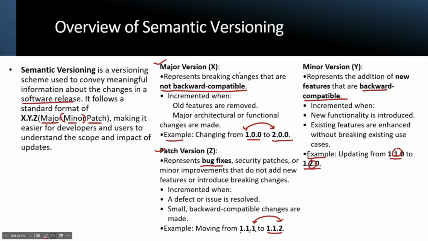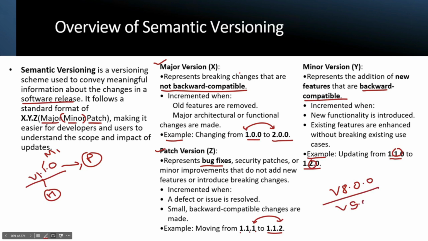So if you see any software with version 1.1.0, then you're good to say the first one is the major version, the second one is the minor version, and the last 0 is for patching. If any software is moving from version 8.0.0 to version 9.0.0, then we are good to say it is a major version upgrade and it is not backward compatible. So this is a versioning scheme used to convey meaningful information about the changes in a software release.